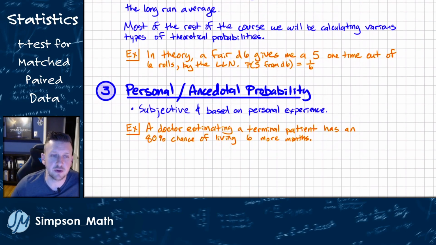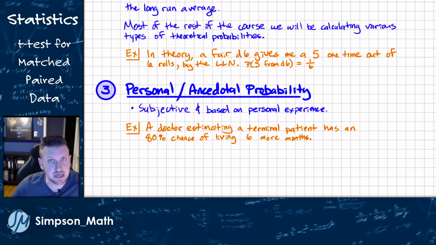Lastly, personal or anecdotal probability. This is subjective and based on personal experience. So let's say a doctor is estimating the amount of time that a terminal patient has left to live. They say with maybe 80% chance that they might live six more months. That's the idea that we'll hear most often: someone giving a probability based on their experience and lived experiences. Like a farmer saying, look at those clouds. When I see clouds like that, 90% of the time rain's about to be coming this way. Sometimes it doesn't.